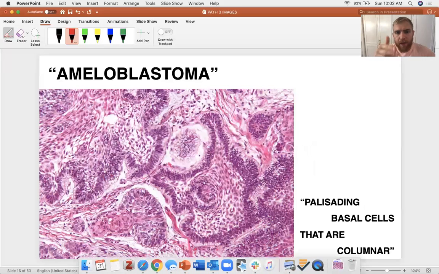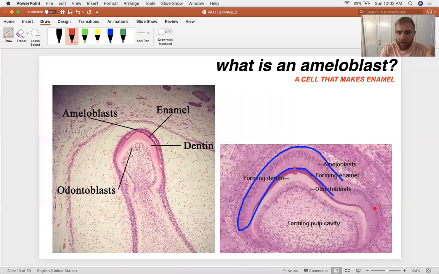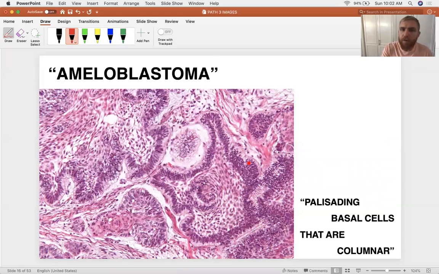And if you look at the histology, you see cells that look very similar to ameloblasts, right? So if these palisading cells are the cancerous cell, well, then you look at the tumor and it's going to look very similar when it's well differentiated. Palisading basal cells, essentially that means ameloblasts, and they're very columnar. And right here is a good row of them. I'll use blue, it'll stand out better.